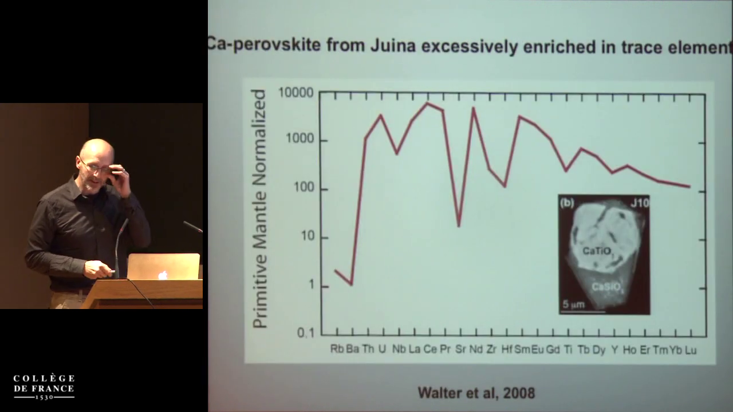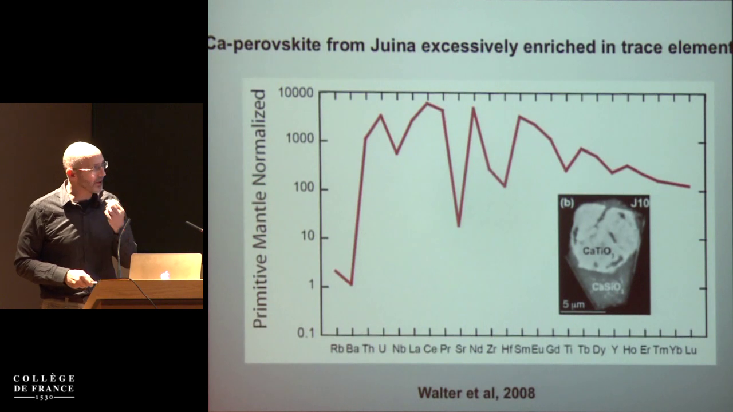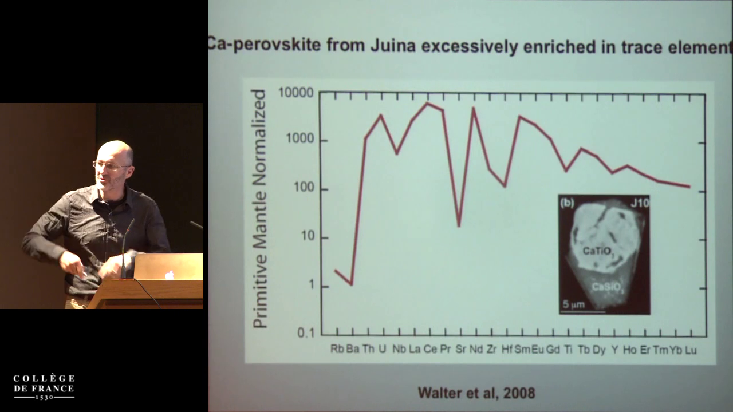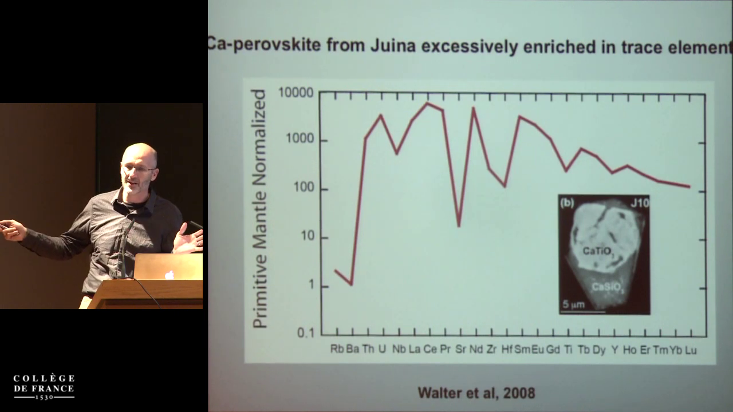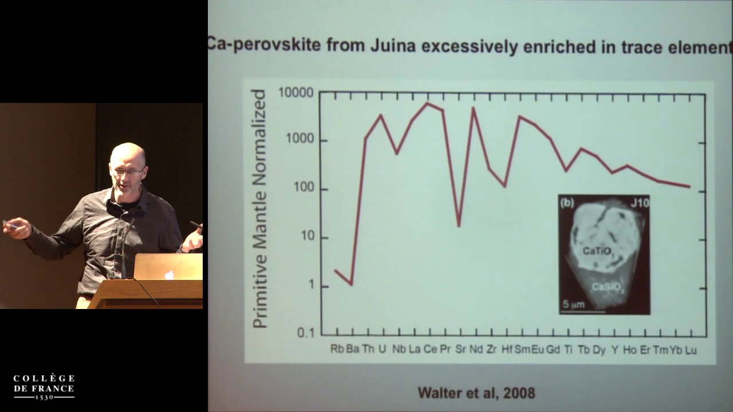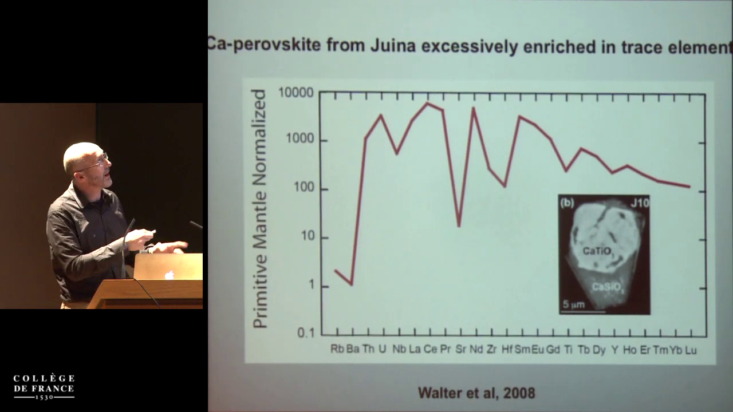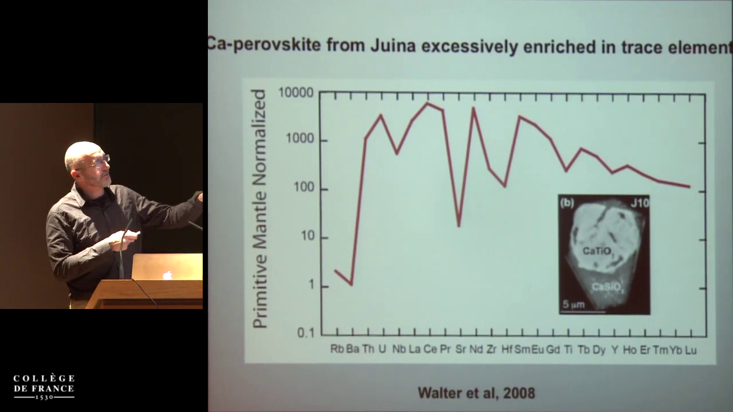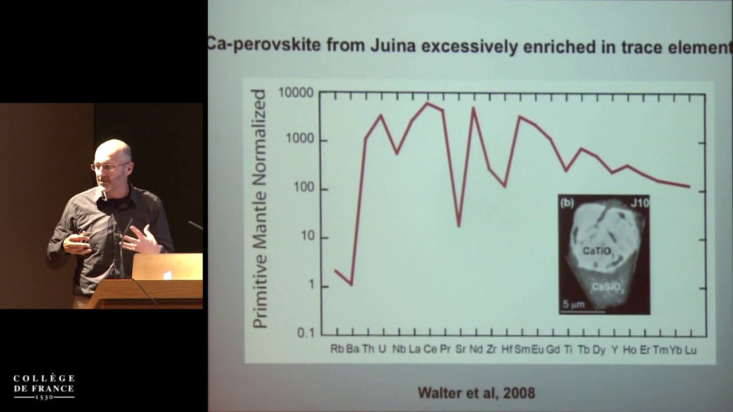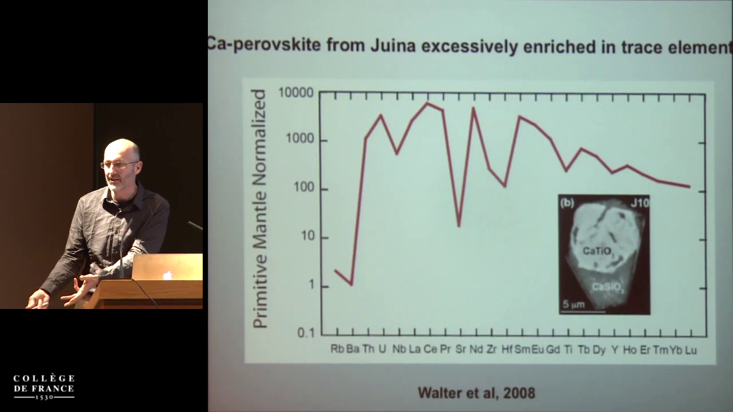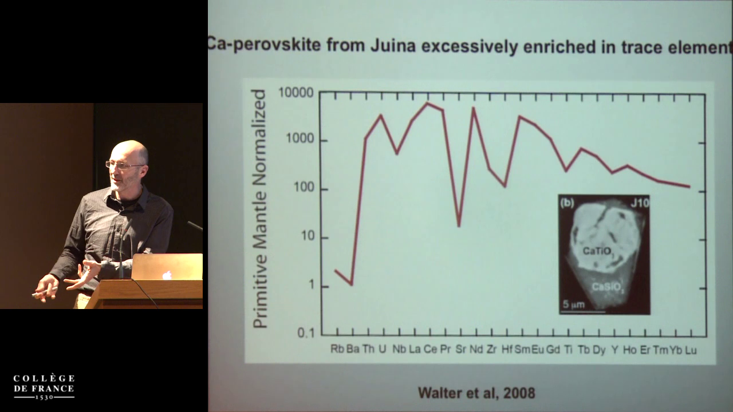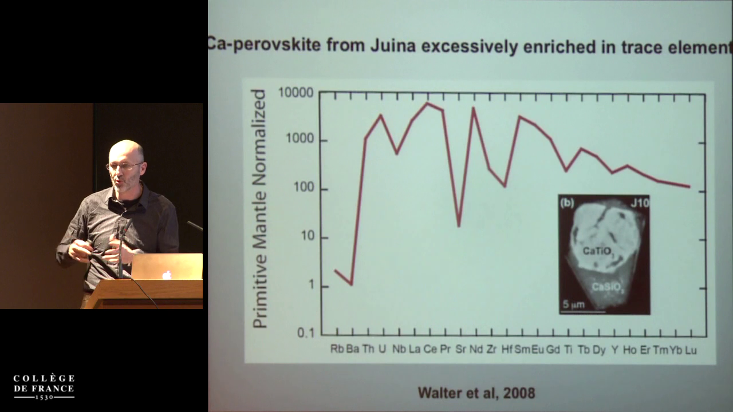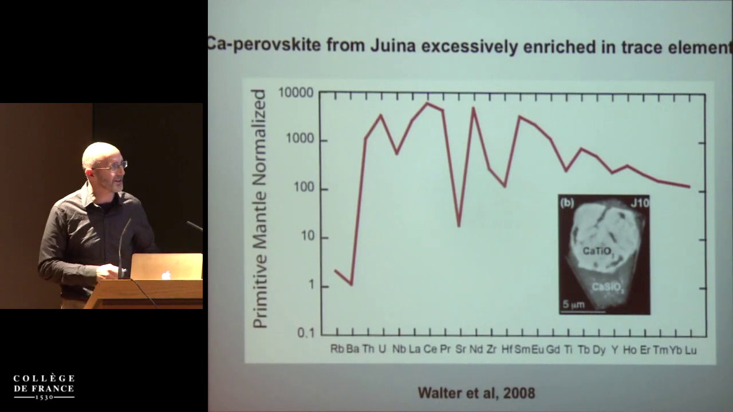If we look at the chemistry of these calcium perovskites, they're just amazing because they're tremendously enriched. Now, calcium perovskite is a mineral that is kind of a garbage can for trace elements anyway. It's got a very open structure, it likes trace elements, but these guys are well over the top. So this is 10,000 times primitive upper mantle. If you had this calcium perovskite as a piece of solid mantle or solid eclogite, even if it was at 1 weight % of the total, it would completely swamp the budget of trace elements and would be more enriched than anything you would think about subducting into the mantle.